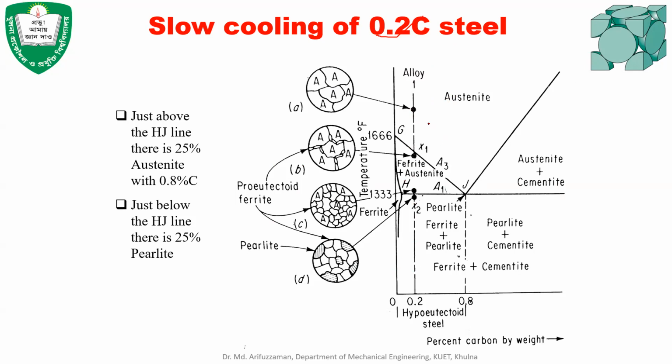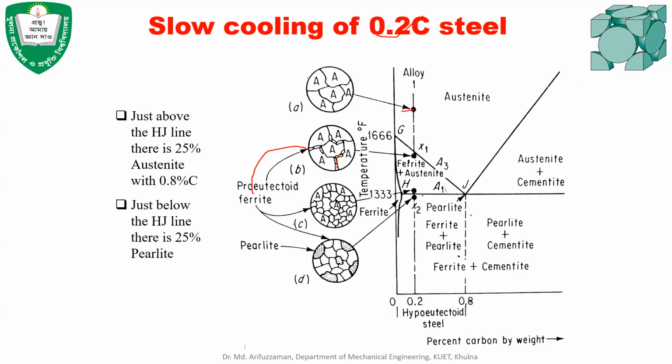So at this temperature here, this is 100% austenite. This is the austenite region, and all the grains will be 100% austenite. And then when the temperature comes below this GJ line, austenite starts to transform into ferrite. That means there will be some ferrite produced around the austenite grains. These are pro-eutectoid ferrite. Ferrite starts to be produced.